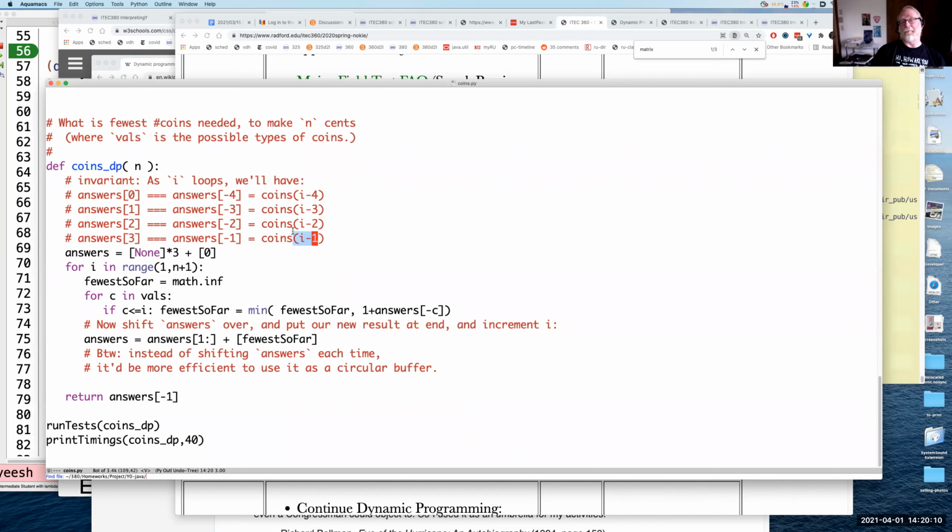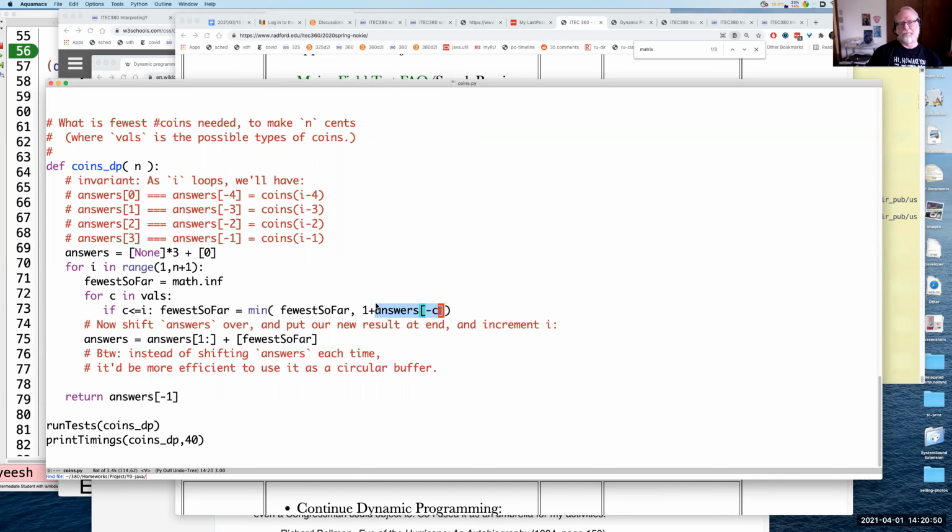I'm just going to use that cute little fact about Python to keep track of coins of i-1, i-2, i-3, i-4. I'll store those in the locations answers of -1, -2, -3, -4. So I'm going to use negative indices for my array just because it's easy for me to remember this relation. And that's what I'm doing here. c is my coin value, either 1, 3, or 4, and I look up answers of -1, answers of -3, or answers of -4, which goes back that many cents less.